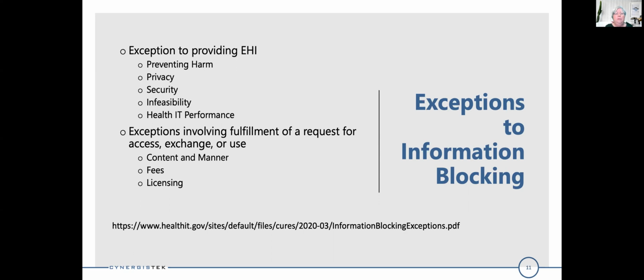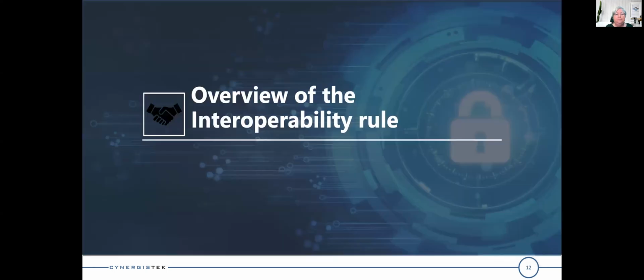The three that talk about the way you fulfill the request are the content and manner exception, the fees exception, and the licensing exception. Now, again, I'd encourage you to focus on some of those, because as we talk about some of the things you're going to need to think about and consider, you want to understand the exceptions pretty well, but there's just not enough time in this presentation to go through each of them in detail.